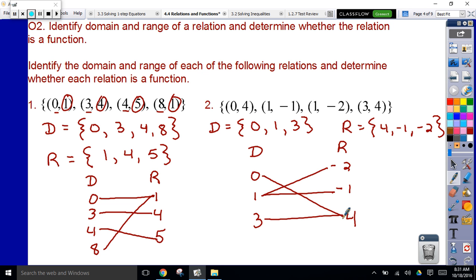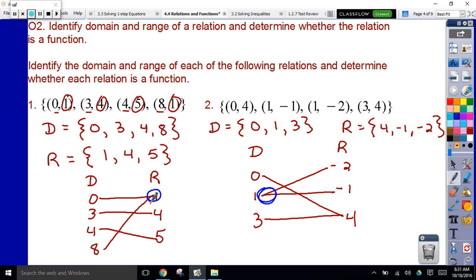So there are 2 of the same domain numbers. There are 2 1s, and they go to a different range each time. So this split right here is what we cannot have to have a function. It's okay over here to have the split in the range, but you can't have a split in the domain. You can't have the same number in the domain go to 2 different numbers in the range.